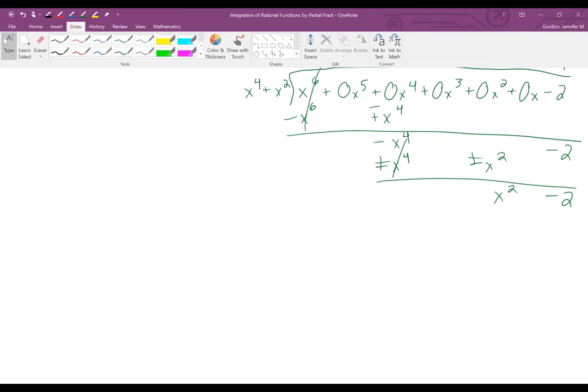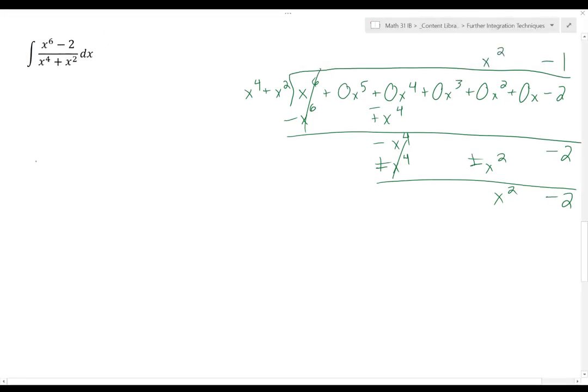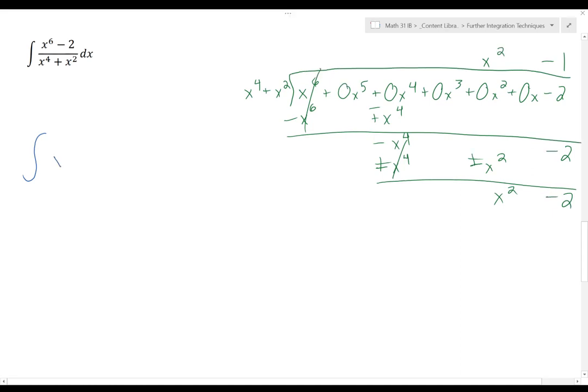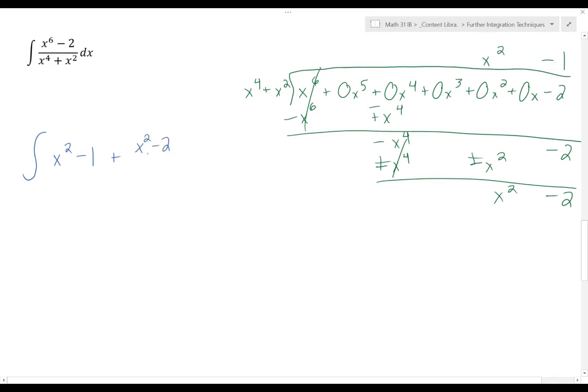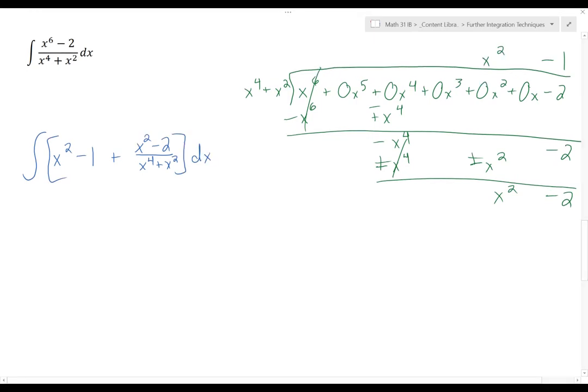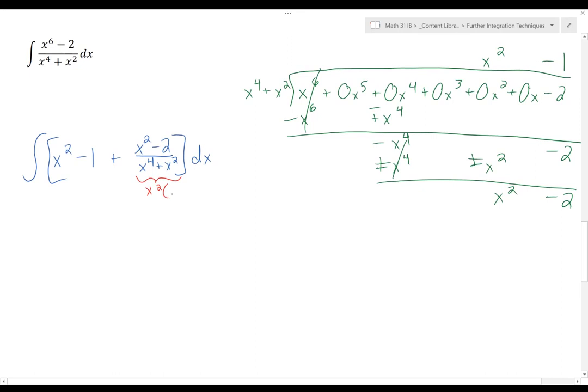All right, so expressed as the division here, x to the power of 6 minus 2 divided by x to the power of 4 plus x squared is x squared minus 1, plus x squared minus 2 over x to the power of 4 plus x squared dx. This fraction part is where I can use my partial fractions. Factor the denominator, it's x squared times x squared plus 1. And that then allows me to figure out my partial fractions.